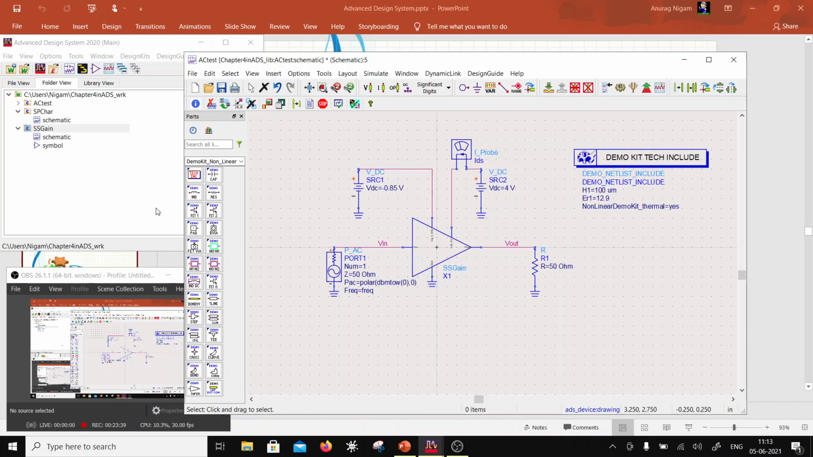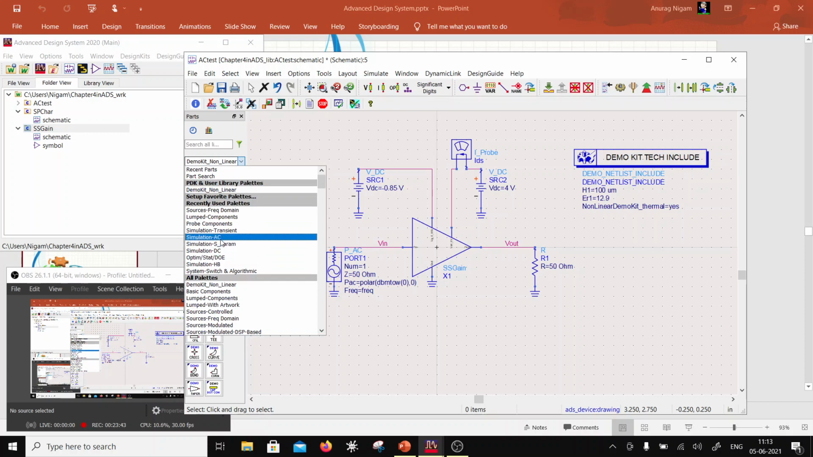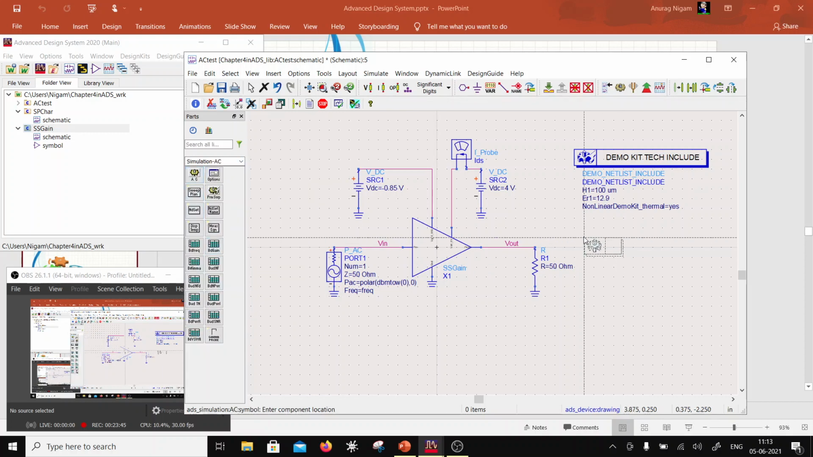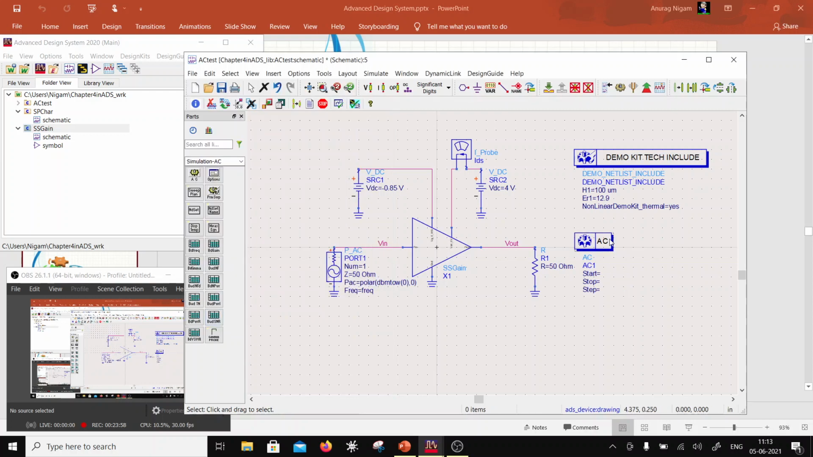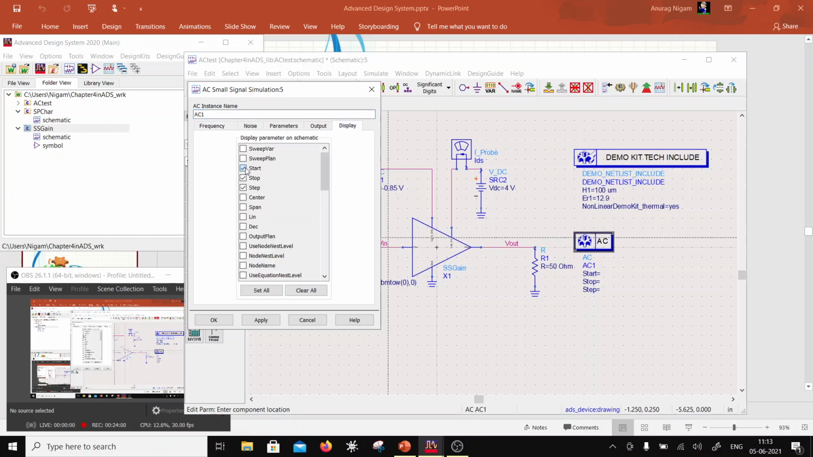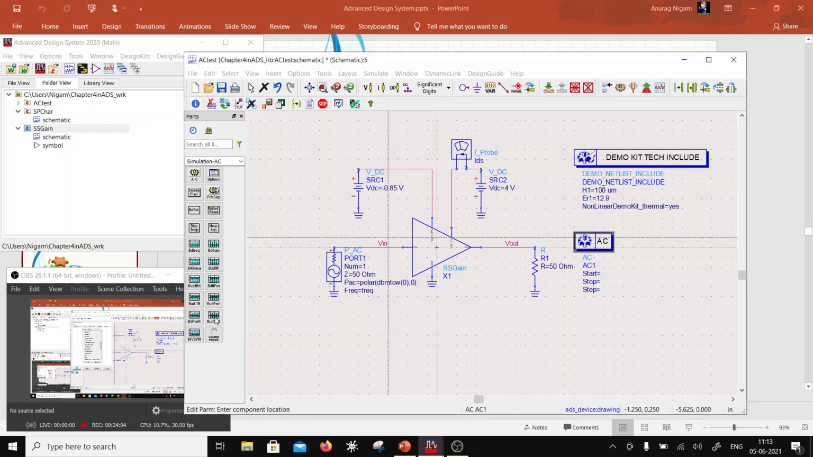Okay, next thing is I need a controller. So I'll go to simulation AC, and I'll put an AC controller here. I'm going to do a single frequency simulation. So that's around 7 gigahertz, right? If you want to display that, you can go to display, remove this, and put in frequency. I'm not sweeping the frequency here.